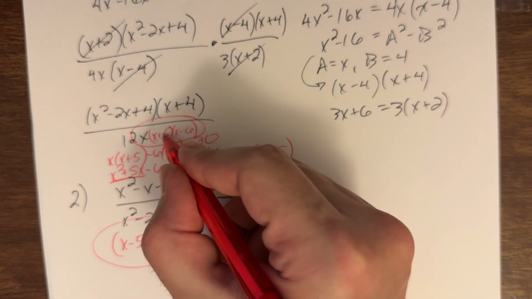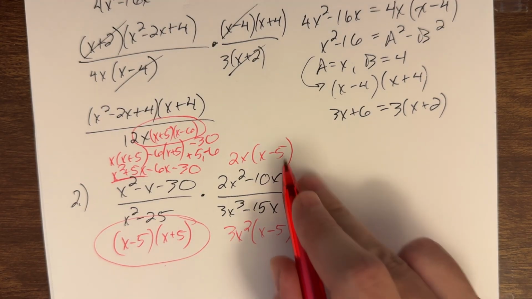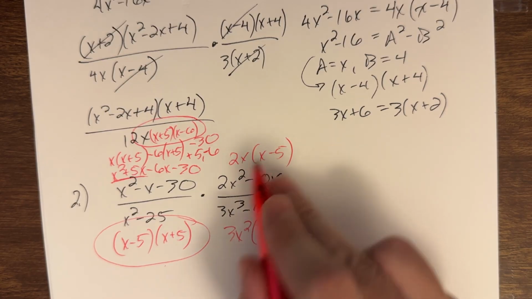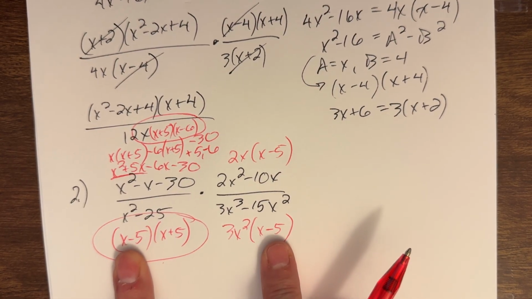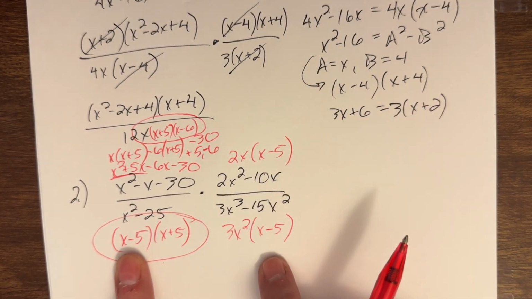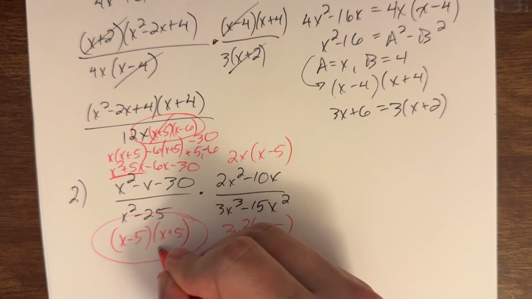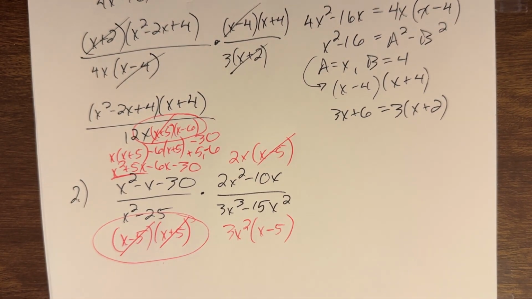I see an x plus 5 here and an x plus 5 here. I see an x minus 5 here. I see an x minus 5 here. I could have canceled this x minus 5 with this one. I definitely can't cancel this one with this one. These are both in the denominator. So again, one will cancel with this one in the numerator, but one of them is still going to be left. So I'll cancel this with this. I'll cancel this with this.